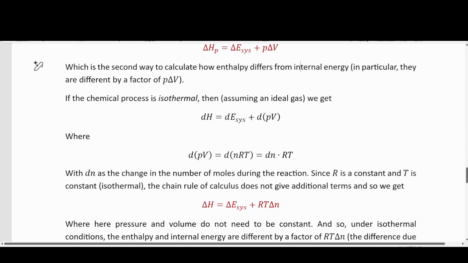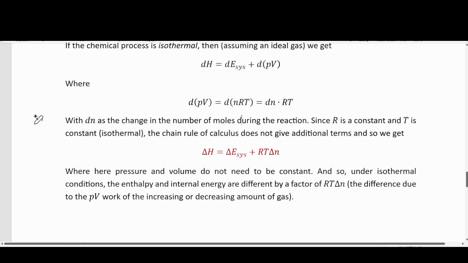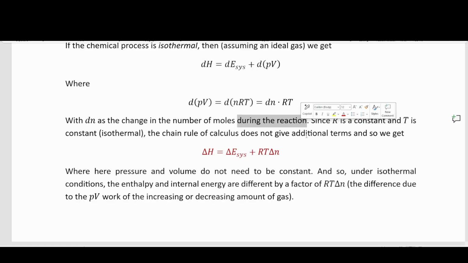If the chemical process is isothermal, meaning that the temperature is not changing, and we assume an ideal gas, then we get this right here, where now we have this PdV here, which, because we are assuming an ideal gas, we can then substitute in for this nRT right here, which ends up being dn times RT, where the dn is the change in the number of moles during the reaction. So you'll have a different number of moles in the products as you would in the reactants, because you can be combining or breaking things apart.